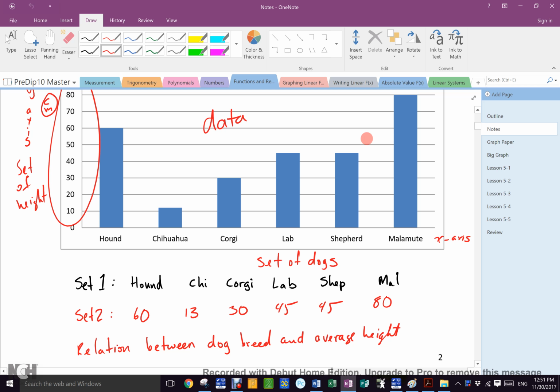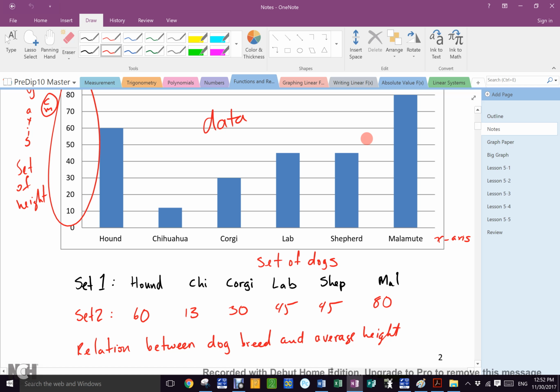The next question that I must ask you is a series of questions. Please work with me on this. What is the height of the hound? 60 centimeters. Well done. Give yourselves all a gold star. What dog is 30 centimeters tall? Corgi. Excellent. Oh, you guys are brilliant.